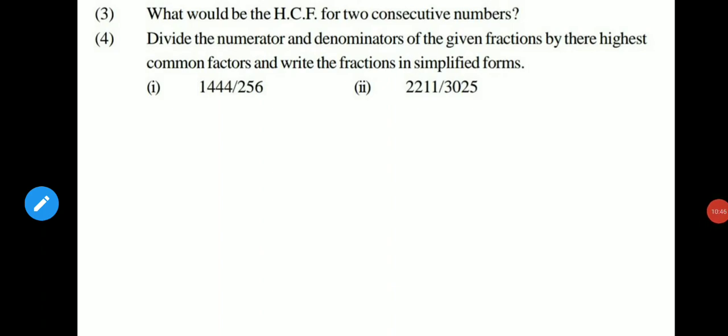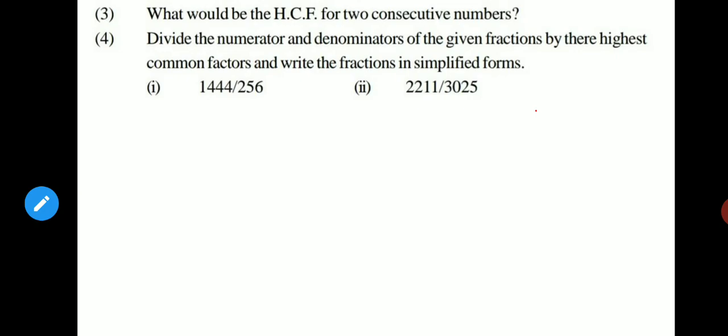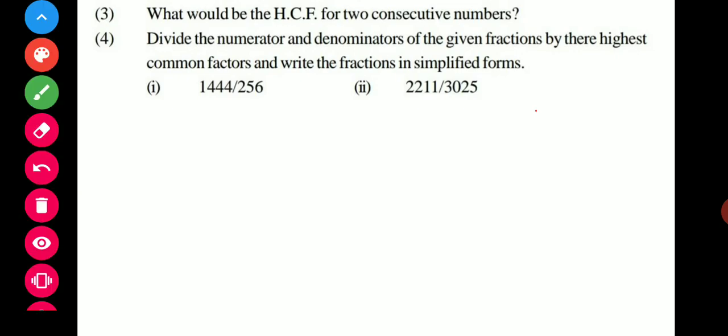Question number 3. What would be the HCF of two consecutive numbers? What is the meaning of consecutive numbers? So you can check here, consecutive numbers.